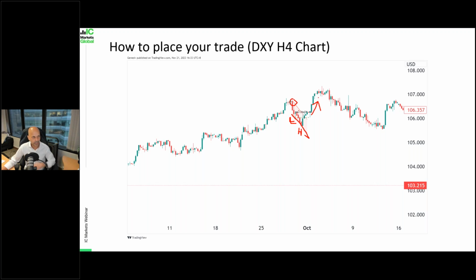So this is 32 hours, so about a day and a half, right? So probably you have to hold this as an overnight trade over 32 hours roughly, to at least capture a pretty decent amount of profit in absolute terms of pips, as well as in percentage terms.